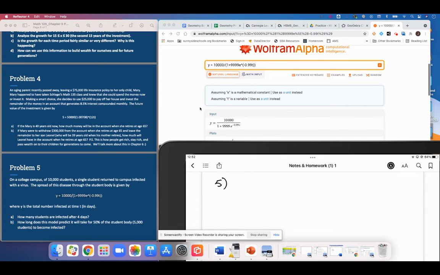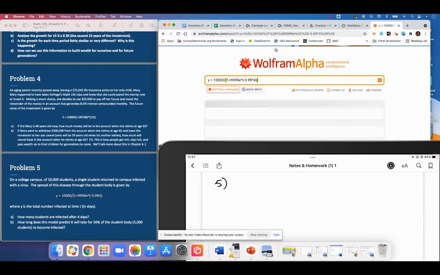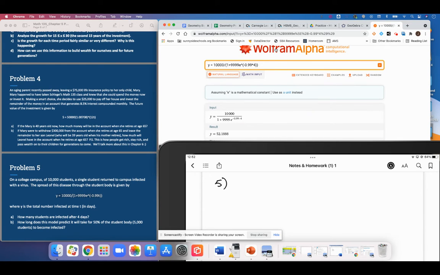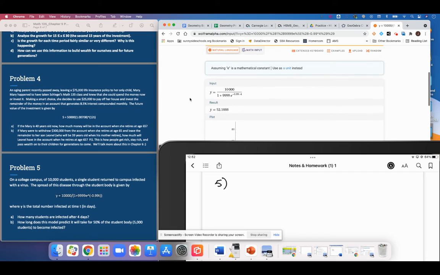So there's our deal, and in 4 days is what we're trying to figure out. So our time t is going to be replaced with 4. And so the result of what is y? Y is the total number of students infected. So after 4 days, we end up with just over 52 students infected, so we will call that 53.